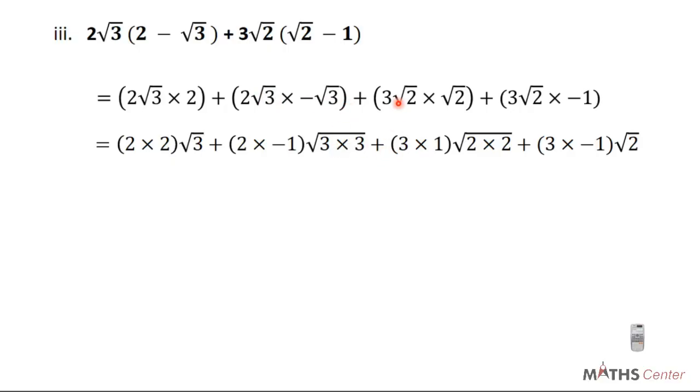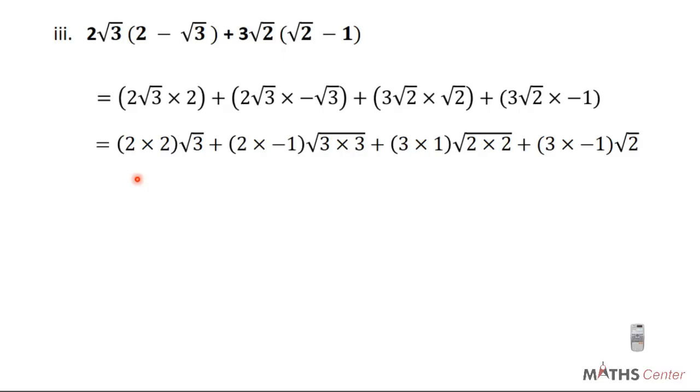Then plus, we come to this side. 3 root 2 times square root of 2 will give us the number in front of this side here. Square root of 2 is 1. So 3 will multiply 1. So we have 3 times 1. Then square root of the numbers under the square root sign will multiply. So 2 times 2 as we have here. Then when you come here, plus, we move on to this. 3 root 2 times minus 1 will give us 3 will multiply minus 1, which is the number here. Then square root of 2 will come.